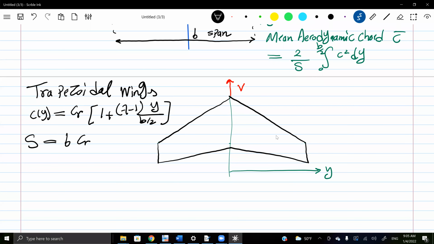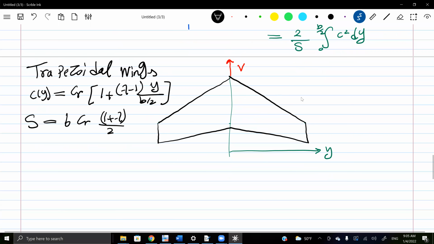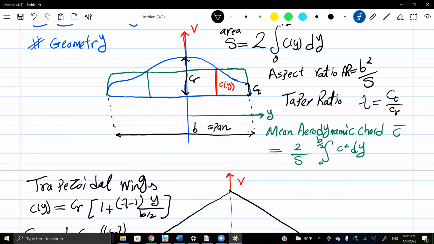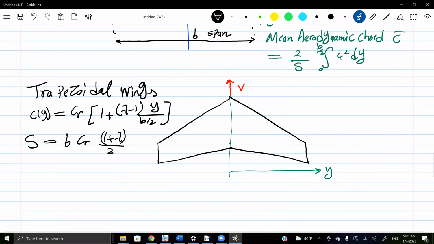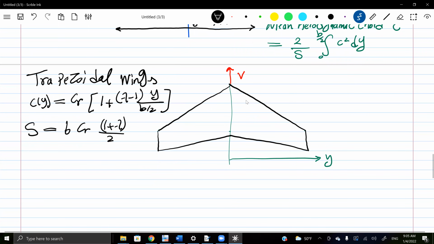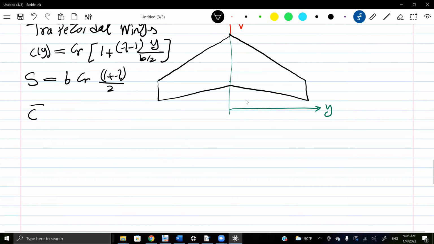So b c root (1 plus lambda) over 2, this is the area. Still the same definition for the aspect ratio, of course, the taper ratio. The c bar, let's substitute c of y here and carry out the integral. Here is the c bar over c root: it's 2 over 3, (1 plus lambda squared) over (1 plus lambda).